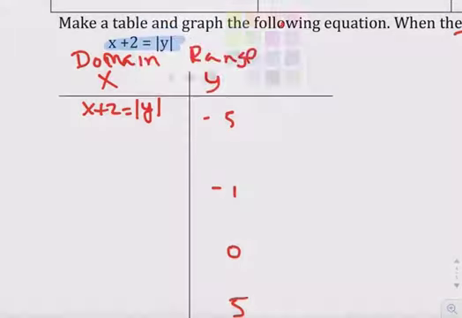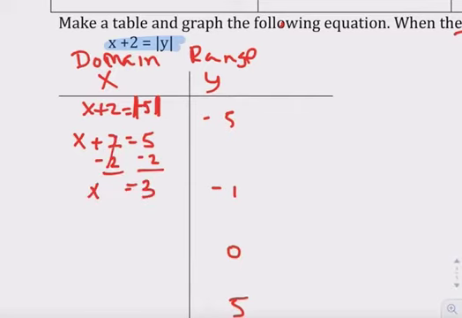Now in the y spot, we substitute it with the -5. Okay, now absolute value of -5 is 5. You cannot solve it until after you take the absolute value. X plus 2, x minus 2, x equals to 3. So your ordered pair here is 3, because x is 3. 3 comes first. X comes first, then y.